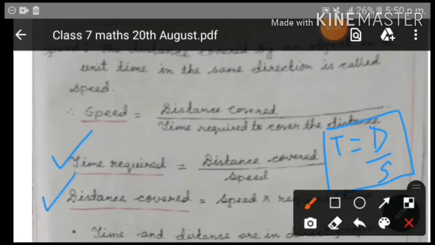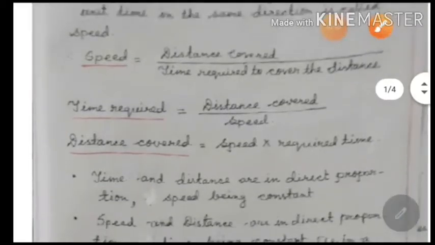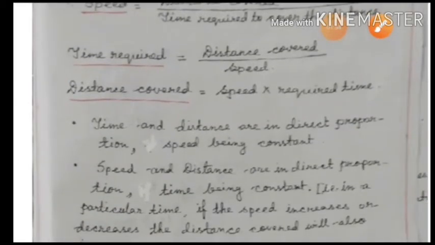Next is distance covered. Now finding the distance covered, if you cross multiply, you now know how to solve the equation. Distance will be equal to time into speed. Just cross multiplying, you get distance covered equals time into speed, or speed into required time. So the time and distance are in direct proportion, speed being constant.